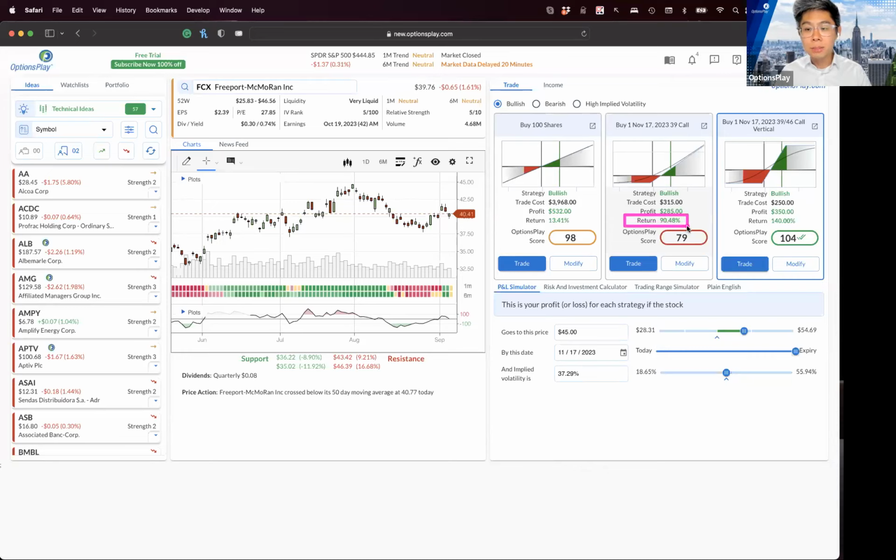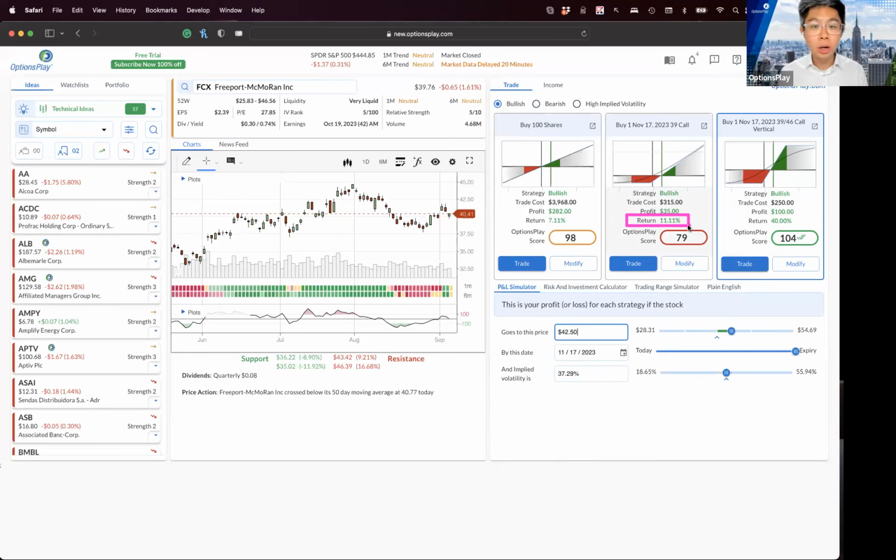As you can see here, I can make about a 90% return on my capital, which in this particular case is pretty good and probably worth my while. But maybe you're not as bullish. Maybe you think the stock's only going to go to 42.5, and then you see to yourself, you're only going to make an 11% return. Well, maybe that's not worth your while.